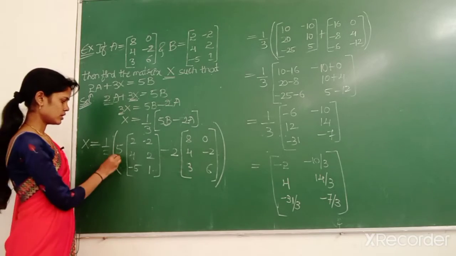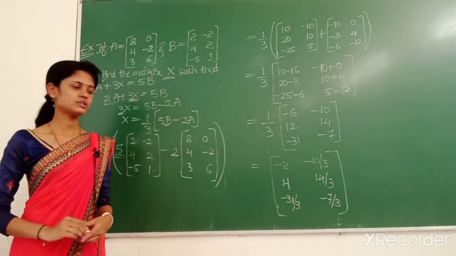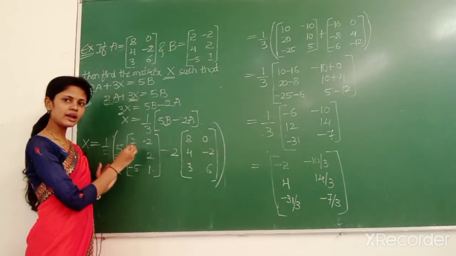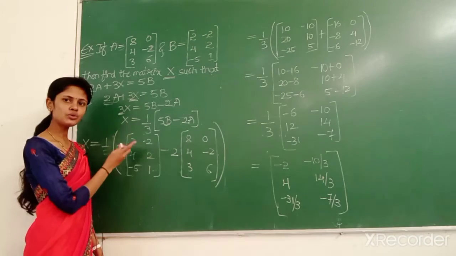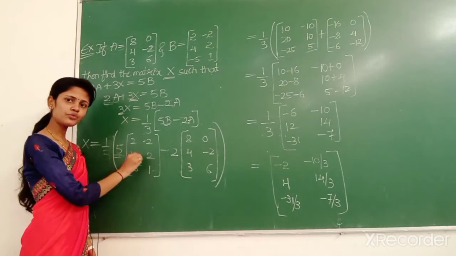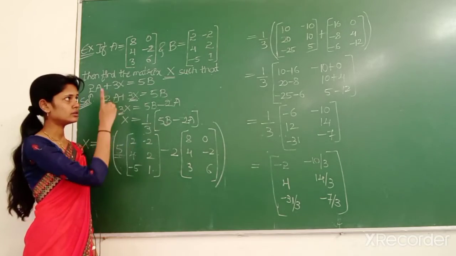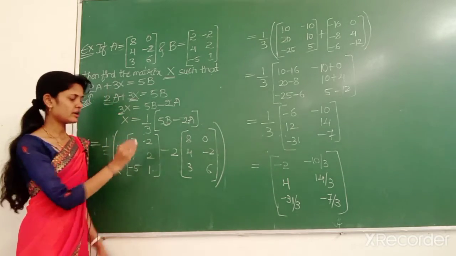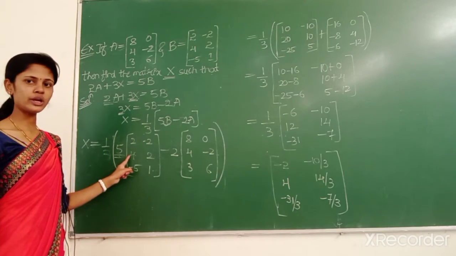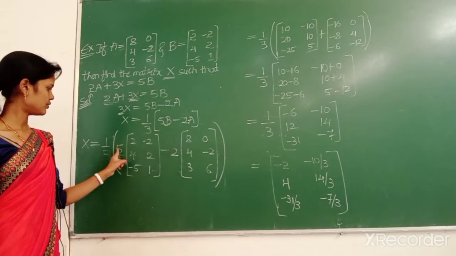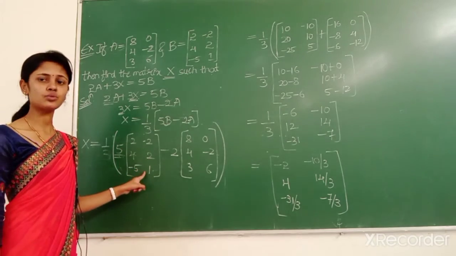So here you have studied the scalar multiplication of the matrix. So 5 is the scalar and here is the given matrix. So 5 must be multiplied to each and every element of this matrix. So 5 into 2 is 10, there we have written 10. 5 into minus 2 is minus 10, 5 into 4 is 20, 5 into 2 is 10, 5 into minus 5 is minus 25 and 5 into 1 is 5.